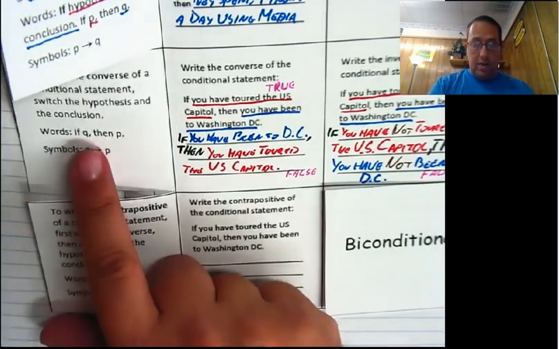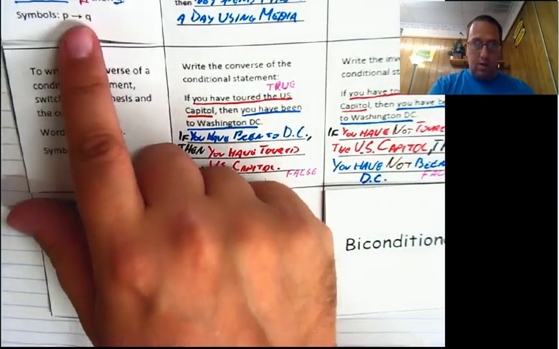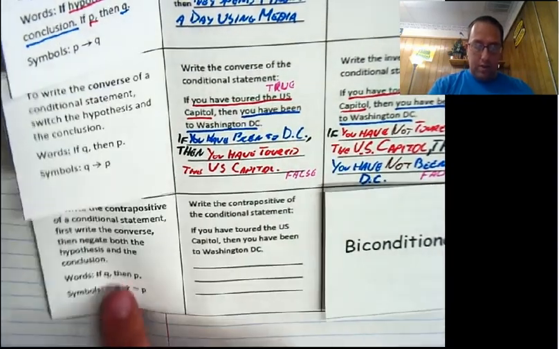So instead of having if Q then P, this is all backwards. Where's it at? There it is. If P then Q, we're going to switch the order like the converse, Q then P.